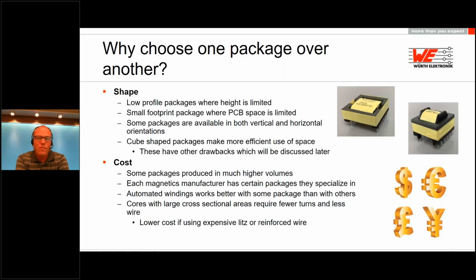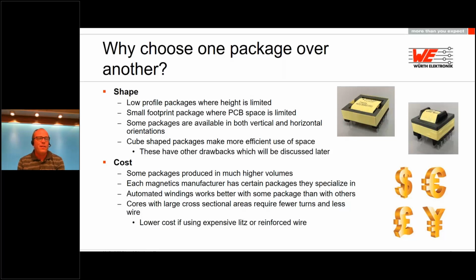The second most important factor, and maybe the most important for some applications, would be cost. Choosing a package that's common in the industry, or choosing one that your particular magnetic supplier uses frequently, are sure ways to reduce cost. So be sure to discuss automation with your magnetic supplier if your application is high volume, as package choice can greatly affect the level of automation available. And I really can't stress that enough. And there's 2 reasons for that.